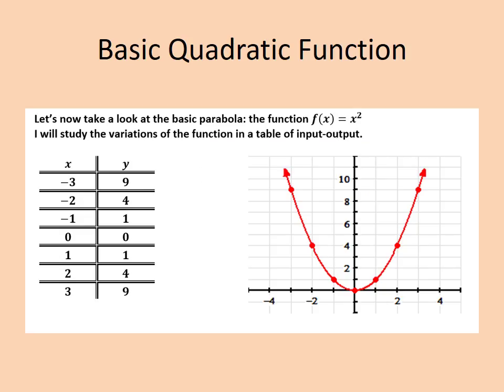The basic parabola has the equation f of x equals x squared. If you put in these inputs, these are the outputs that come out. One of the most important parts of a parabola is the fact that it is symmetrical around the vertex. Hence, it has an axis of symmetry.